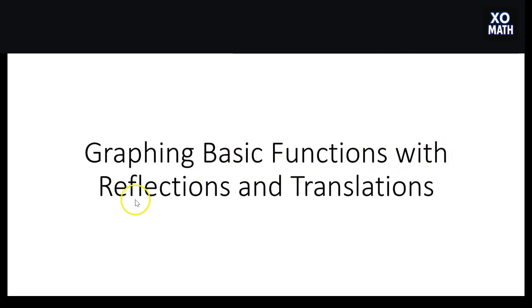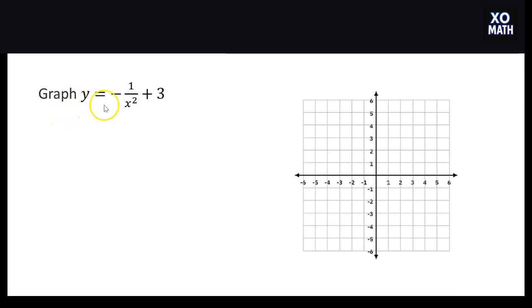Graphing basic functions with reflections and translations. We want to graph y equals -1 over x squared plus 3. First, let's recognize that the parent function here, one of our basic functions, is the graph of 1 over x squared. Then the negative that's multiplied in the front of the function causes a reflection. So this graph is going to reflect over the x-axis. And then there's a vertical translation. The plus 3 on the outside is going to move everything up 3 units.